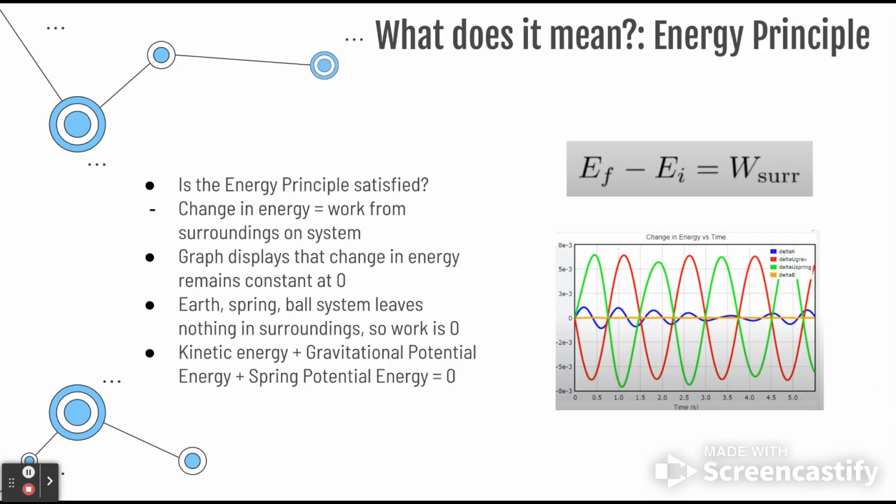So what does it mean with the energy principle? So is the energy principle satisfied? The energy principle claims that the change in energy is equal to the work from surroundings on the system, and the graph displays that the change in energy remains constant at 0, and the system leaves nothing in the surroundings, so the work is 0. And the kinetic energy plus the gravitational potential energy plus the spring potential energy is equal to 0. So the energy principle is satisfied.